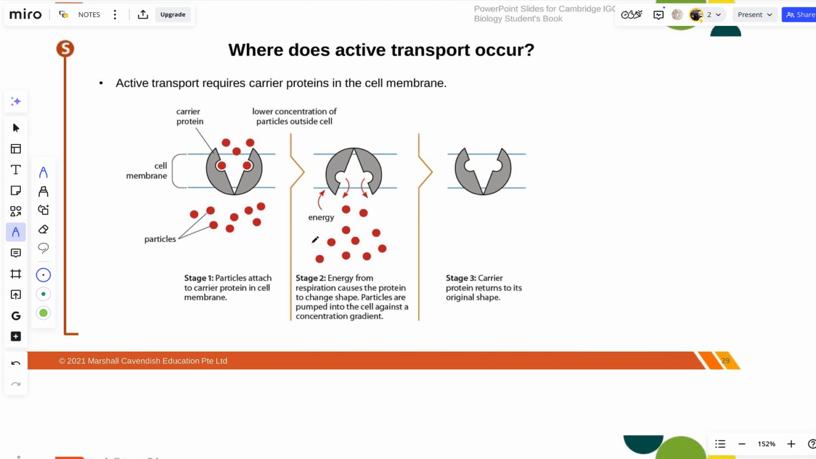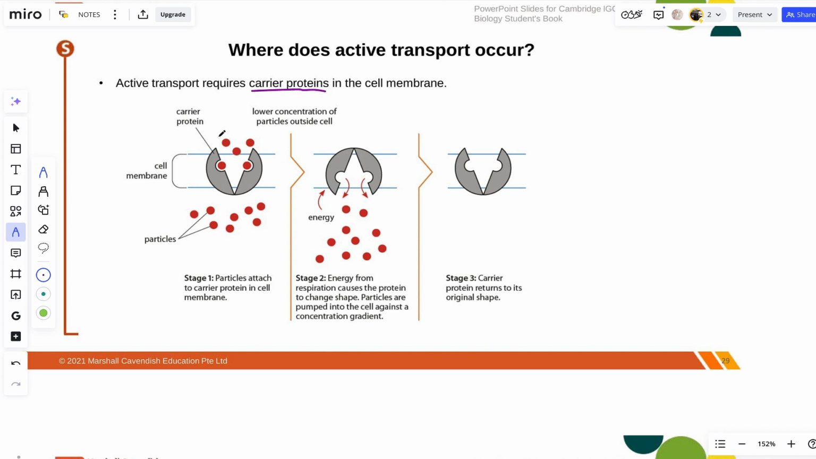How does active transport occur? Active transport requires a carrier protein. It's very important. It requires a carrier, something to carry it up the slope. It requires a carrier protein in the cell membrane, something to take it across. If you want to cross a river, you need a boat. The boat is the carrier protein in this regard.